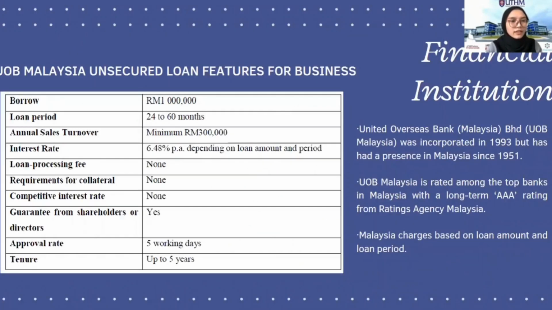Financial institution. United Overseas Bank Malaysia, UOB, was incorporated in 1993 but has had a presence in Malaysia since 1951. UOB Malaysia is rated among the top banks in Malaysia with a long-term AAA rating from Rating Agency Malaysia. Charts are based on loan amount and loan period. The table shows UOB Malaysia's unsecured loan features for business.